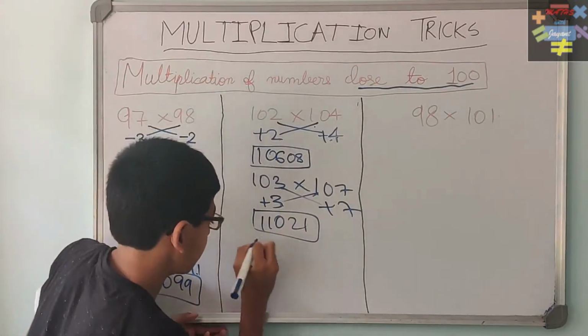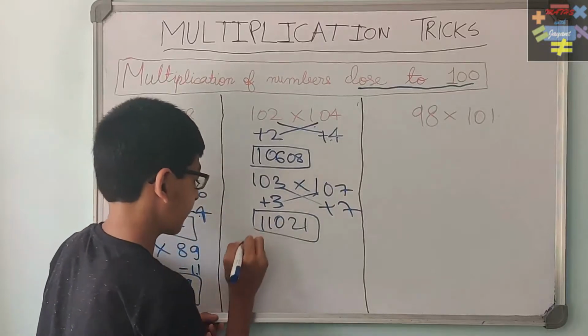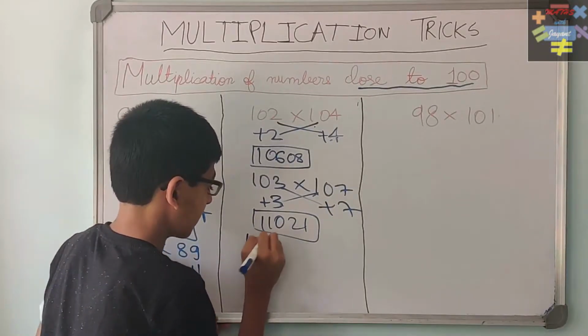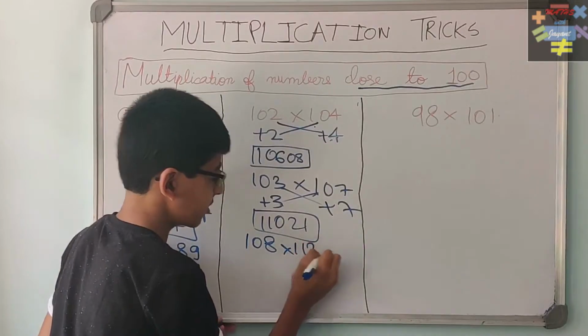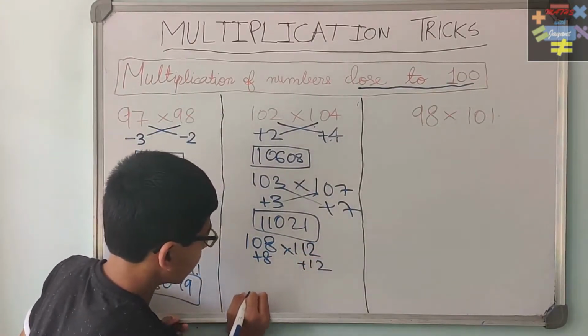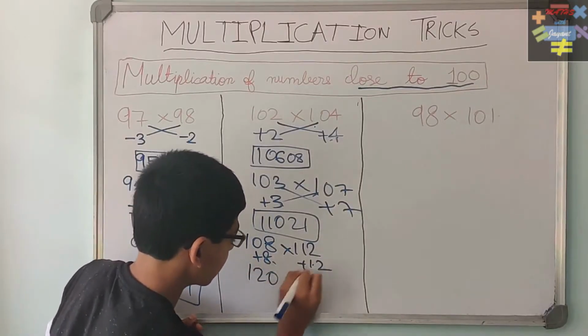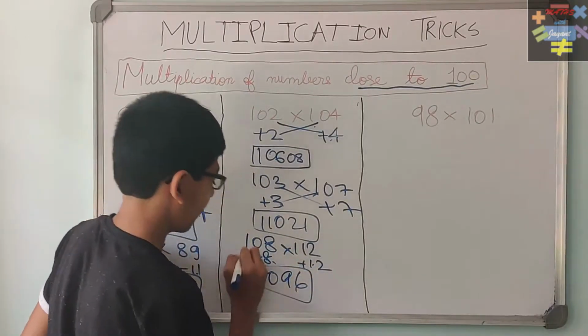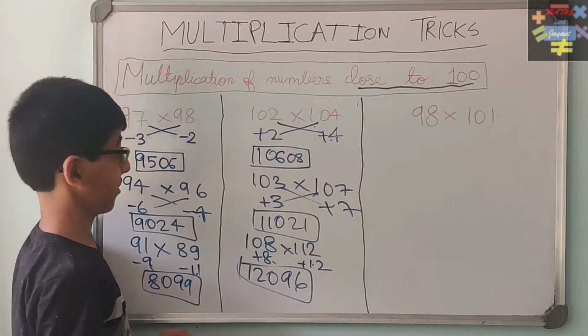Now we will solve the question really fast. Let's take one more example. Like 108 into 112. This is 8 more, this is 12 more. Cross gives us 120, and 8 into 12 gives us 96. See how fast we are getting the answers.